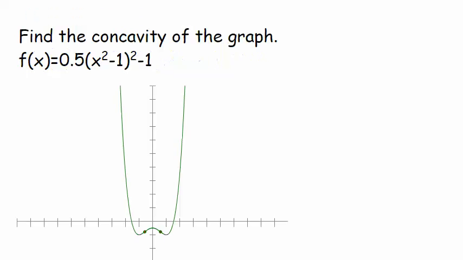Okay, and I guess we'll work with blue. So we have f of x is equal to 0.5 times (x squared minus 1) quantity squared, and minus, I guess minus 1 again. Check that out. Yep, it is.